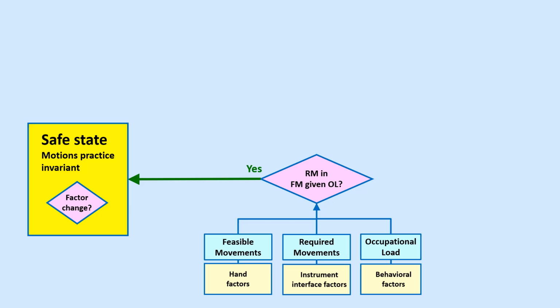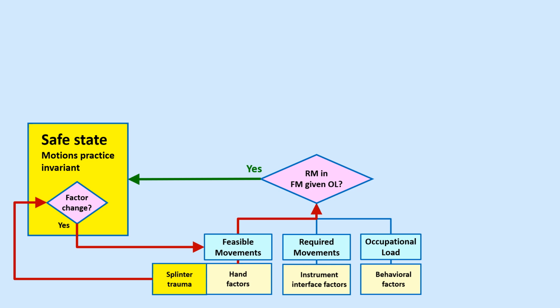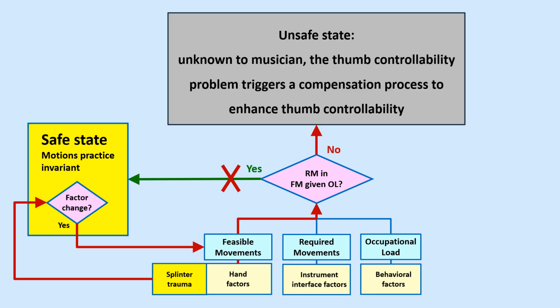These schematics will visualize the scenario. Before the splinter trauma, the musician likely was in a very safe state. All required playing movements were feasible, even the most demanding repertoire. However, the splinter trauma moved the hand from a safe state to a state in which not all playing movements were well feasible anymore. As a result, unbeknown to the musician, his right hand entered the process of movement control changes to compensate for the defective flexor pollicis brevis muscle.